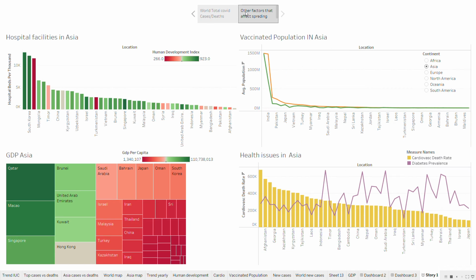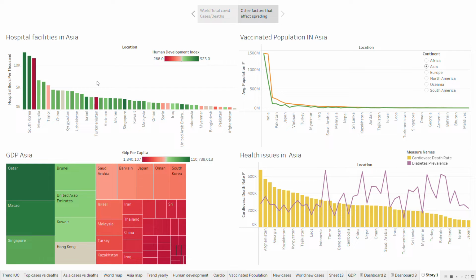After that, in this sheet, I analyzed the factors affecting the spreading of COVID-19. There are lots of factors which affect the spreading of COVID-19, including cardiovascular death rate, diabetes prevalence, and hospital beds available per thousand. So in this chart, you can see the hospital beds per thousand in Japan are maximum. After that, South Korea and North Korea.